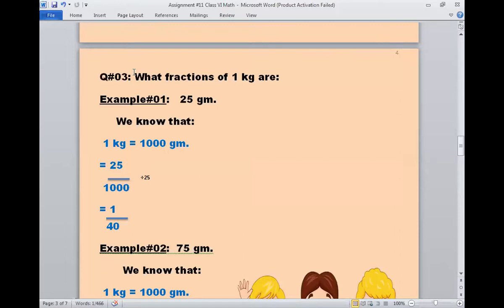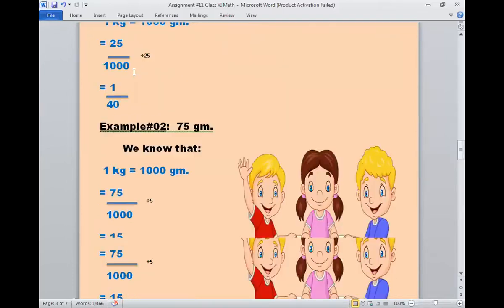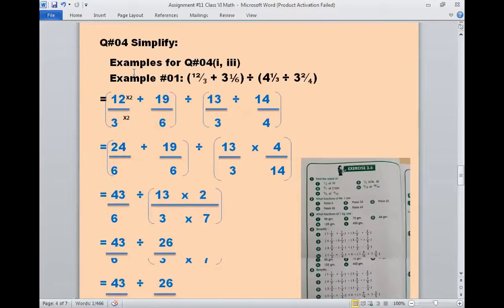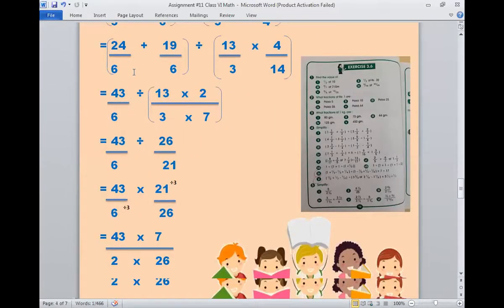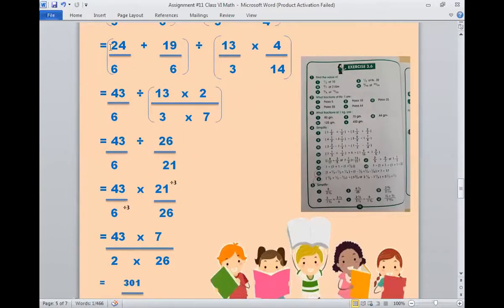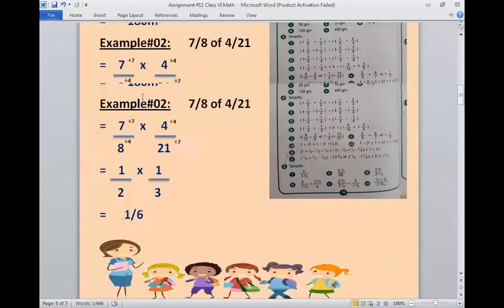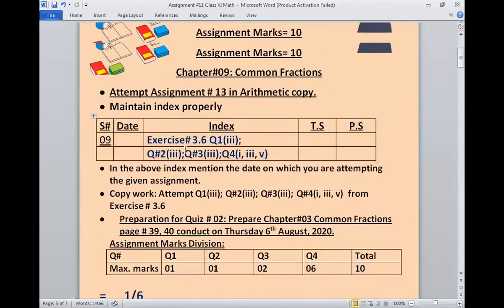So question number 1 to 3 I have explained in lecture number 9. You can review that lecture again, and question number 4 I have explained in today's lecture. Okay, students, this is the assignment that you are going to do in your copy. I am repeating again, please do not solve these examples in your copy. You have to attempt the questions that are written in the index. Okay, is that clear? Please tell me.